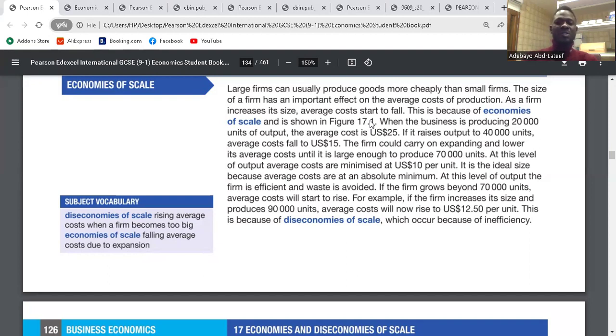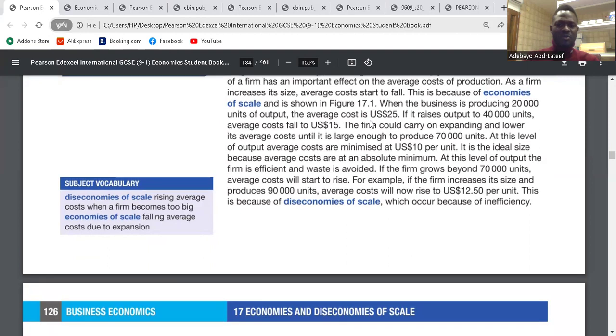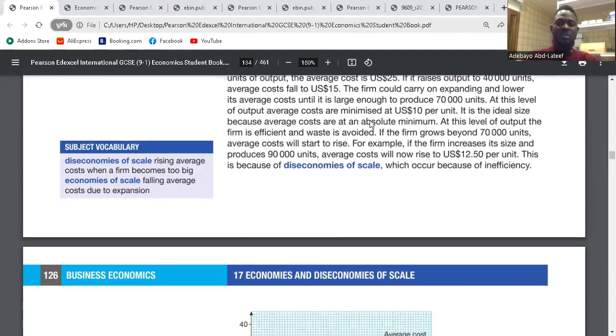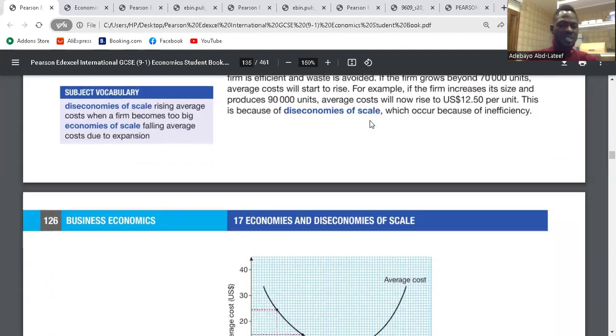If the firm goes beyond 70,000 units, average cost will start to rise. For example, if the firm increases its size and produces 90,000 units, average cost will now rise to $12.5. This is because of diseconomies of scale, which occur because of inefficiency.